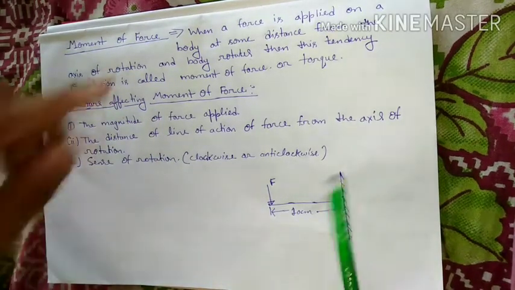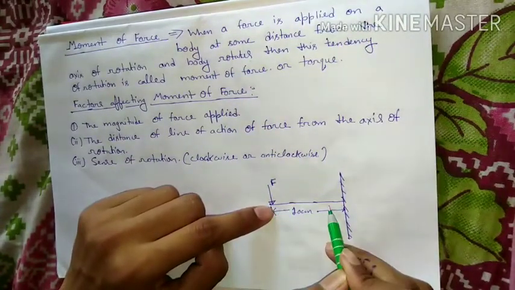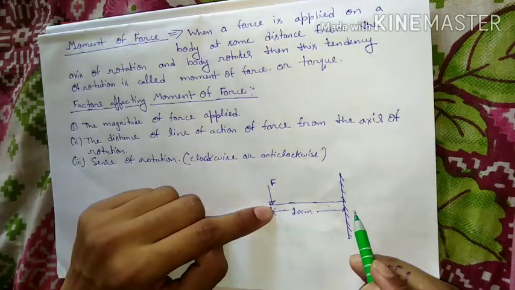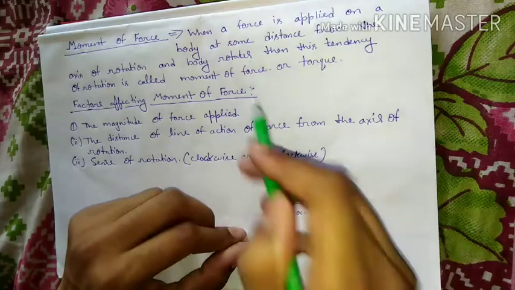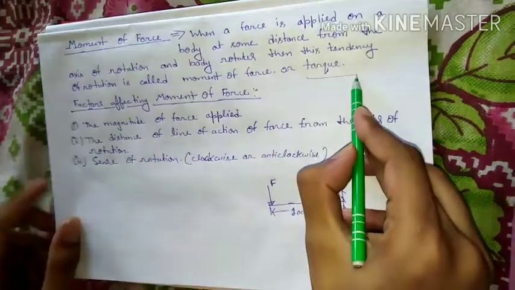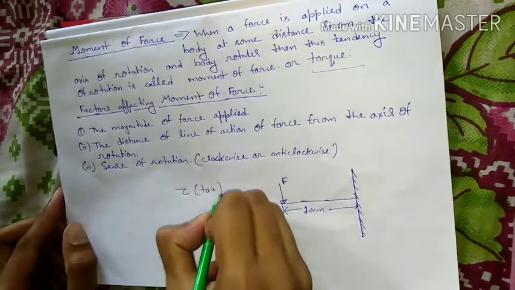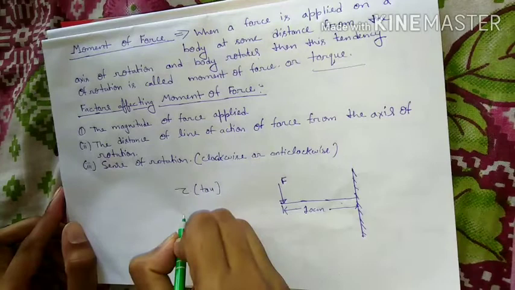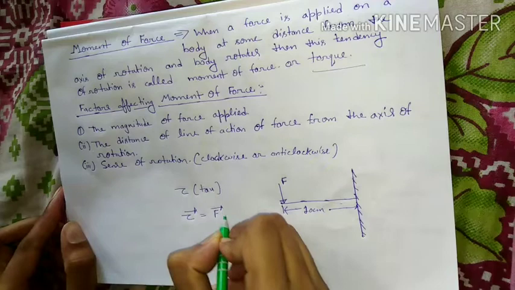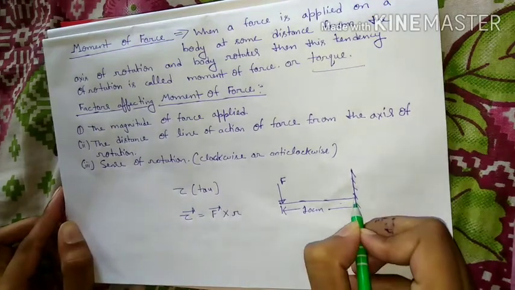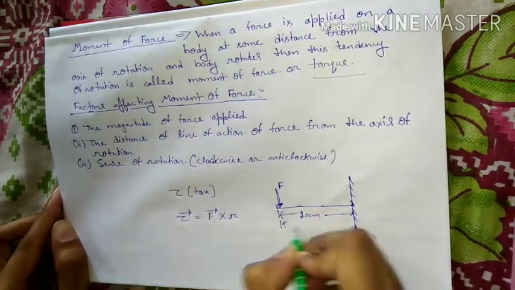Once again, when a force is applied on a body at some distance from the axis of rotation and the body rotates, then its tendency of rotation is called the moment of force or torque. It is denoted by a new symbol, that is tau. We can write it mathematically: tau is equal to force into distance from the axis. Suppose it is a force applied and the distance from the axis.